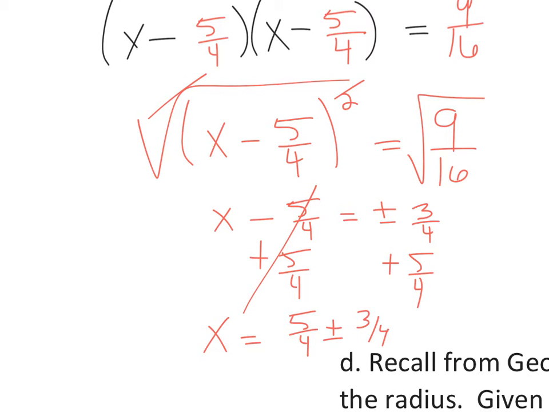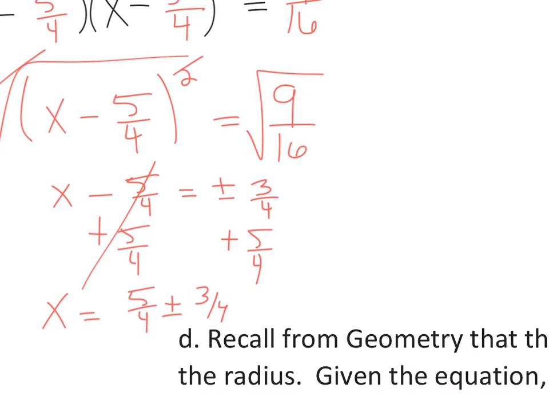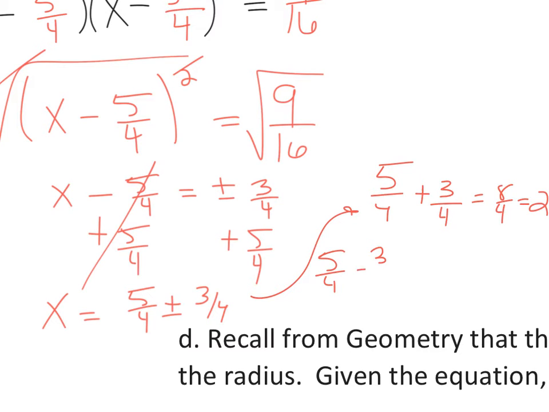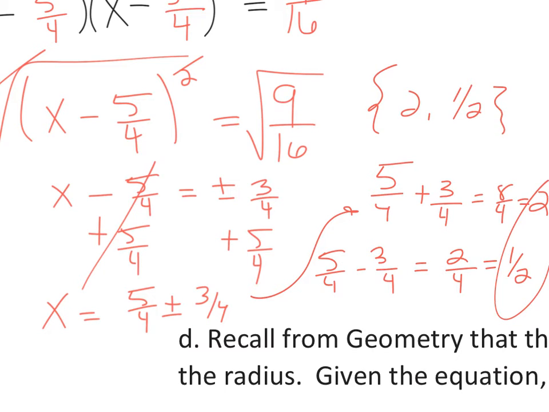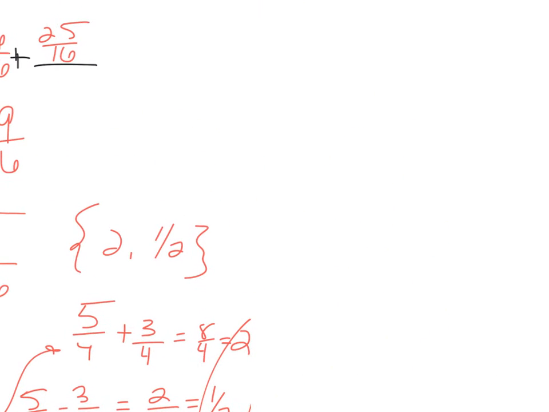Remember in the last problem I said you need to find both answers. So we're going to do 5 over 4 plus 3 over 4, which is 8 over 4, which reduces to what? 2. And then you're going to do 5 over 4 minus 3 over 4. What's 5 over 4 minus 3 over 4? It would be 2 over 4, which reduces to 1/2. Amazing. Those are your answers. 2 and 1/2. Well, part of your answers, because there's another half of this problem.